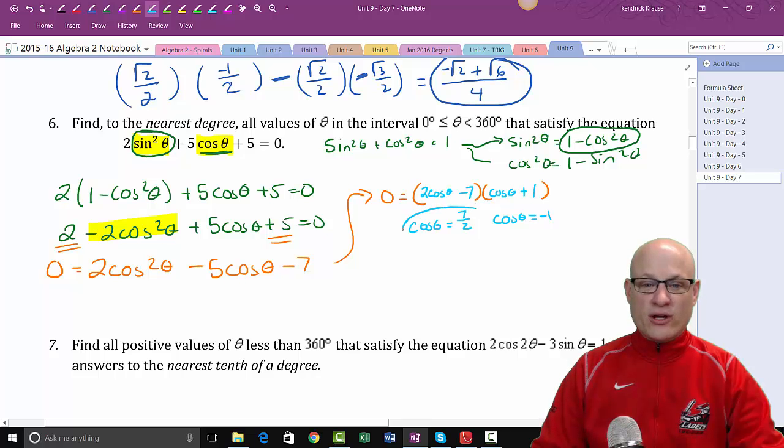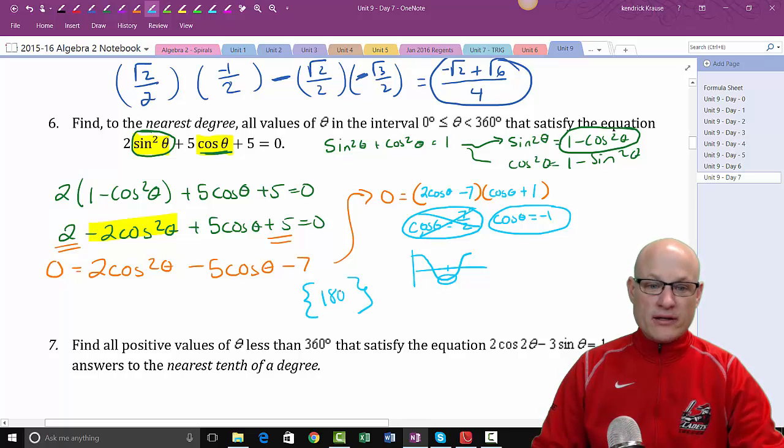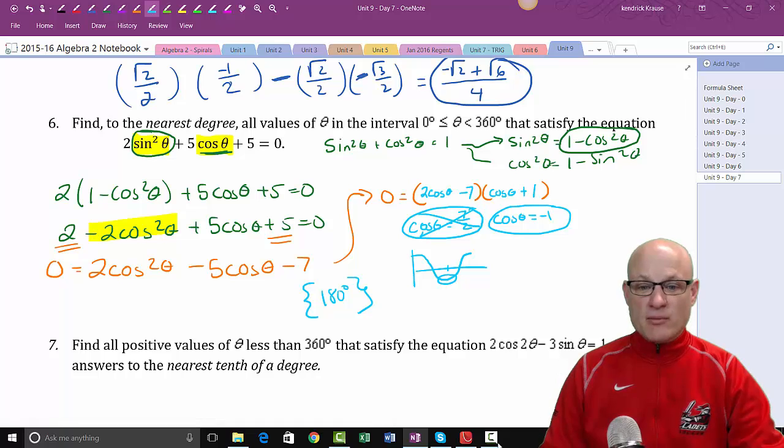Now you should know 7 over 2 is bigger than 1, so that answer is not going to yield anything. This one will. Draw my picture. And it equals negative 1 right here at 180 degrees. So all that work for 180 degrees. Done. I'll be back.